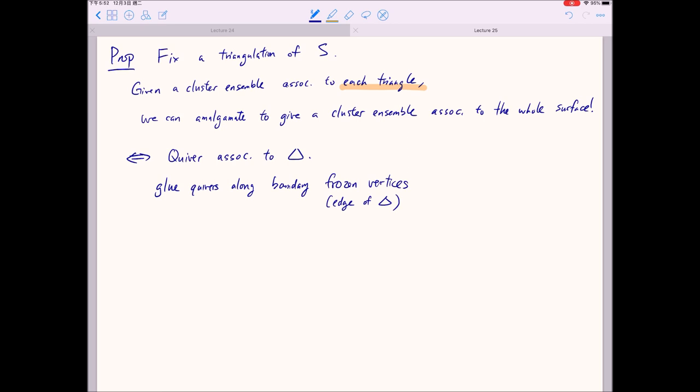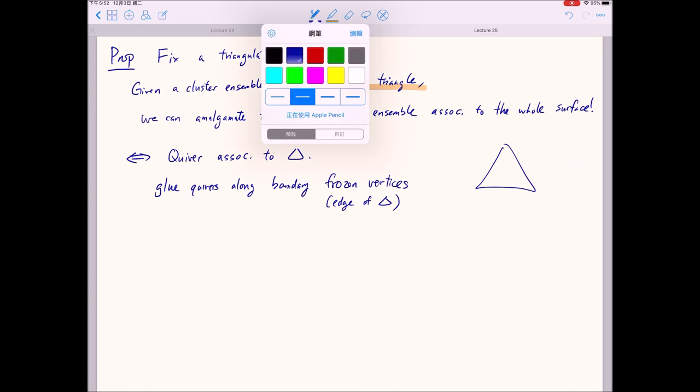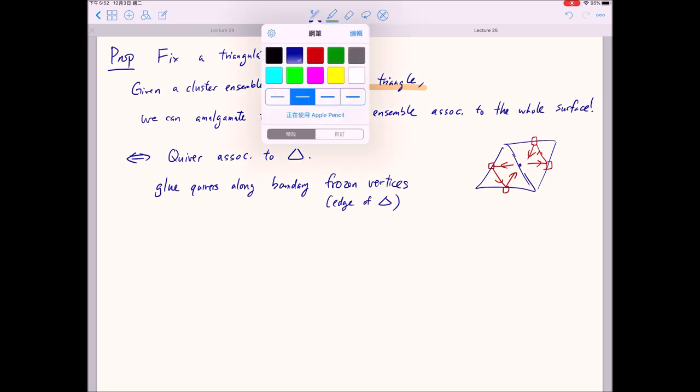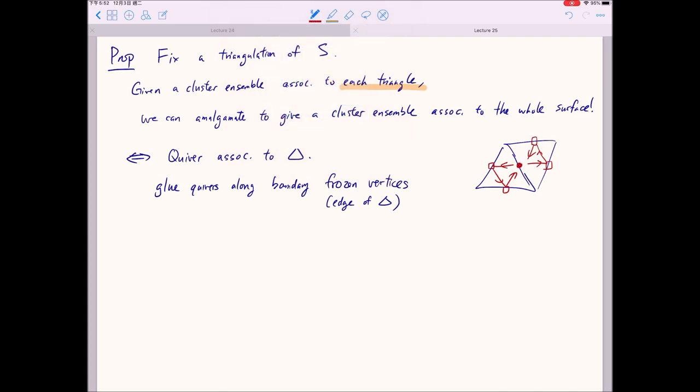So more precisely, if you have a triangle, then previously we associated to it some quiver, and on the boundary these will be frozen vertices. Now if you have some other triangle in your triangulation, then you glue the quivers together at the vertex, and at the end you defreeze the common vertex that you glued. So this will become a non-frozen vertex in your graph. So we glue along the boundary frozen vertex and then defreeze. This is the general picture.